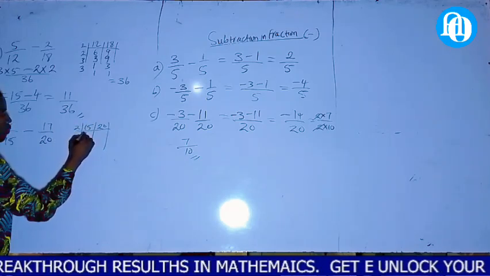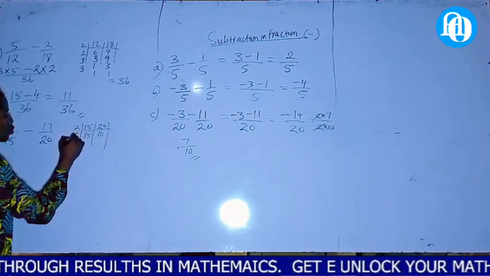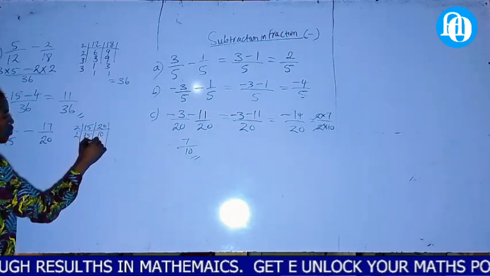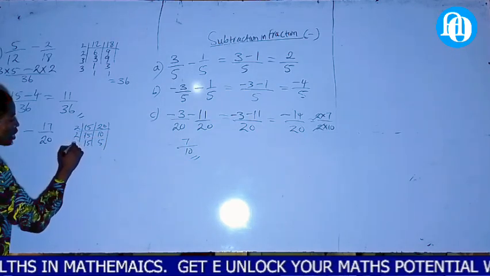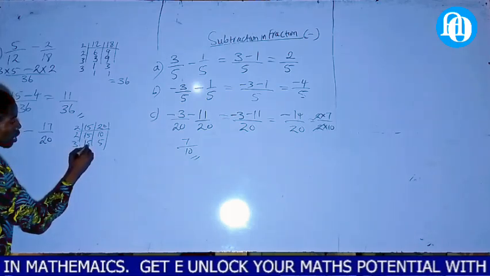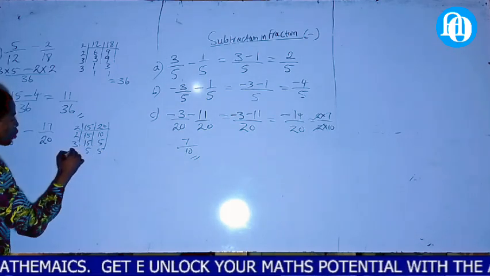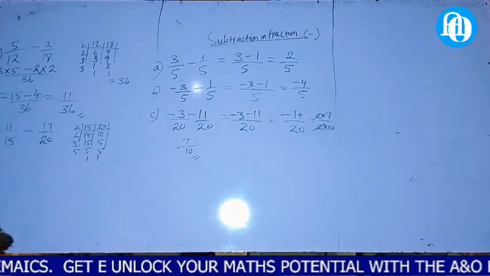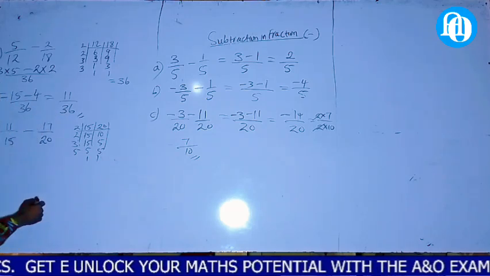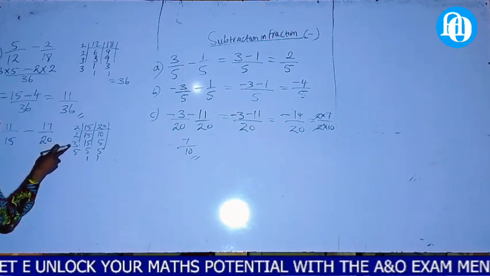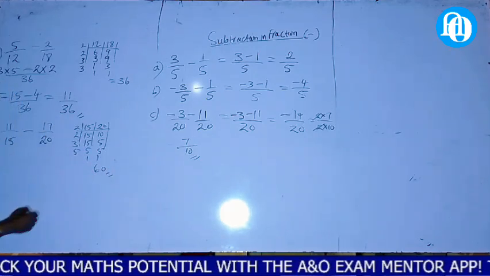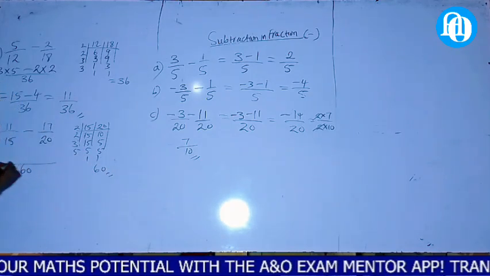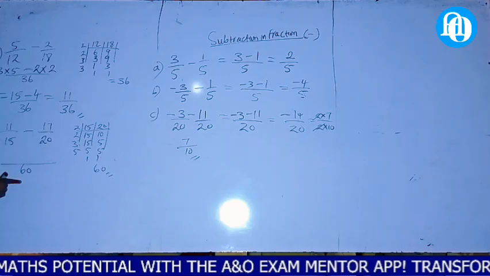What can go? 2. 15, 10. 2 again. 15, 5. What can go? 5. 3 can go. This one will be what? 5, 5. What can go? 5, 1, 1. Now, the LCM, you times these together. 15 times 2, 30, and the answer is what? 60. The LCM is 60.